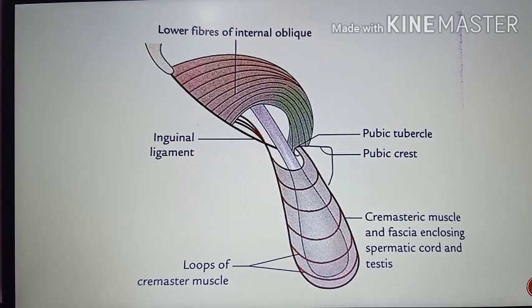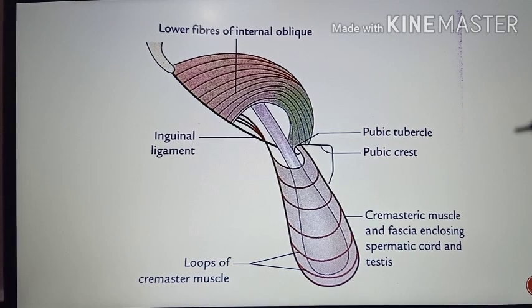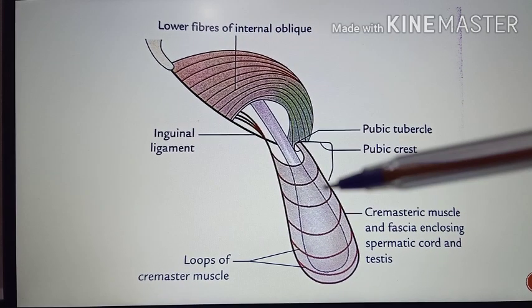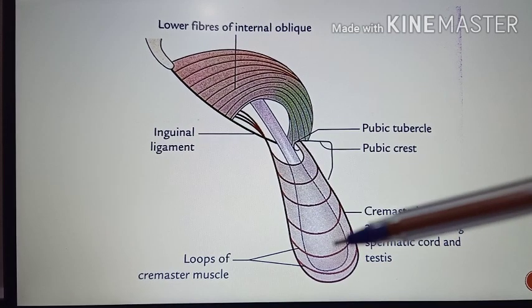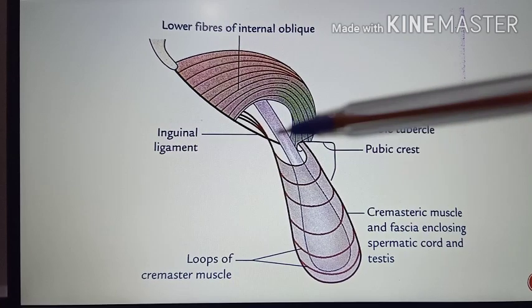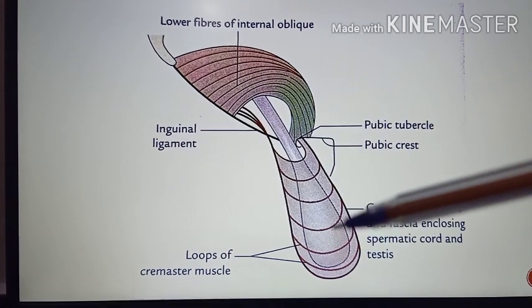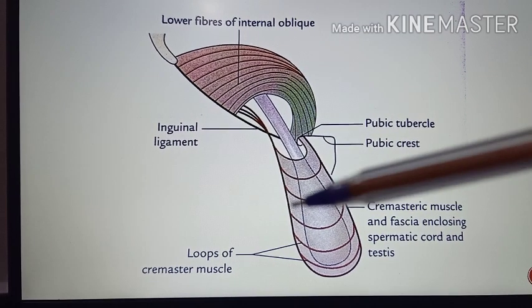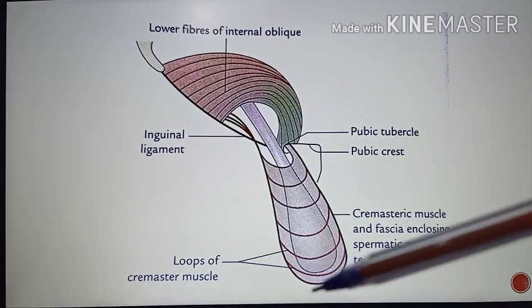Then the second feature related to it is the loops of cremasteric muscle and fascia, which form the covering around the spermatic cord and testis. This is derived from the internal oblique muscle.